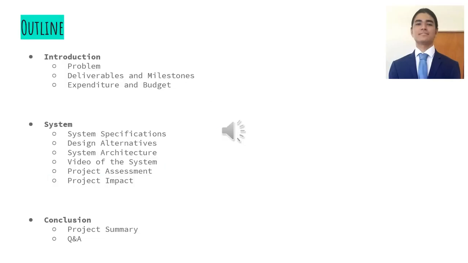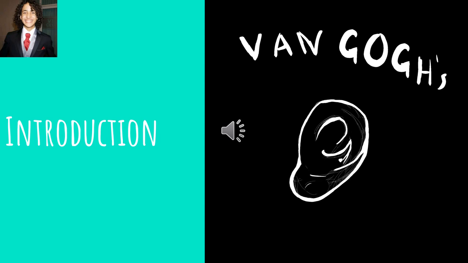Here is the outline of the project, with the introduction of the problem, the deliverables and milestones, the expenditure and budget. The main body is comprised of the system, its specifications, design alternatives, architecture, a video of it working, assessment and impact of the project, and a conclusion that has the summary of the project, including what's next, and a Q&A session. As John pointed out, we're going to be kicking off with the introduction for Van Gogh's Ear, the project, and the outline of the problem, our deliverables, and the expenditure and budget following this slide.